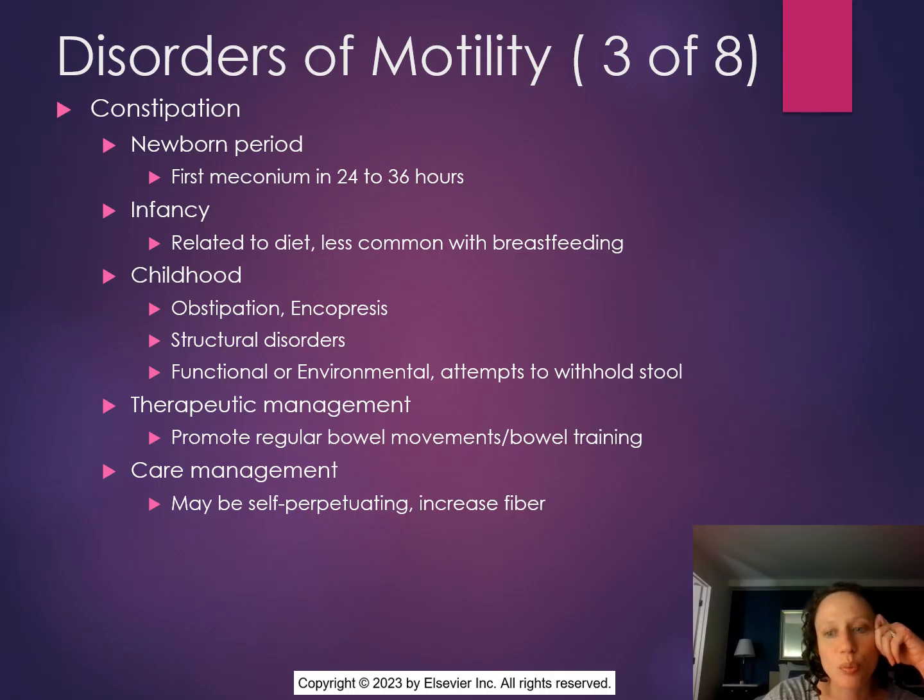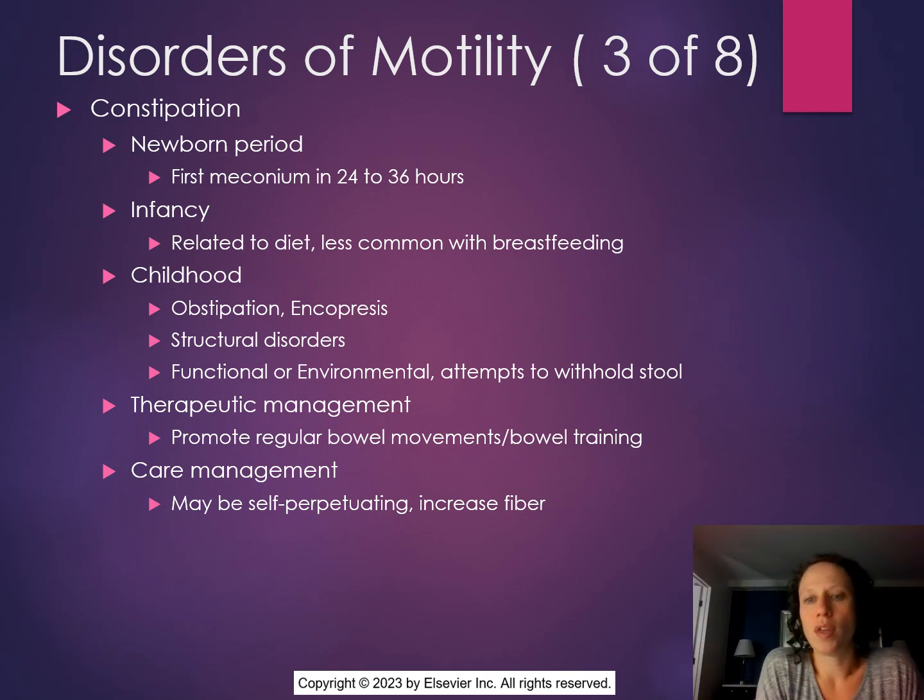And then encopresis. Encopresis is very similar, if you've heard of the term enuresis. Enuresis is when somebody is basically incontinent. Encopresis is where you have constipation, but you have fecal leakage. So it can happen when a child gets diagnosed with encopresis.